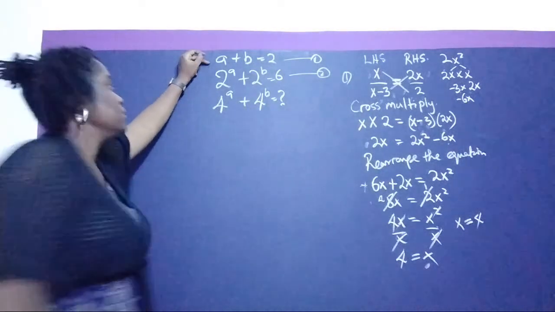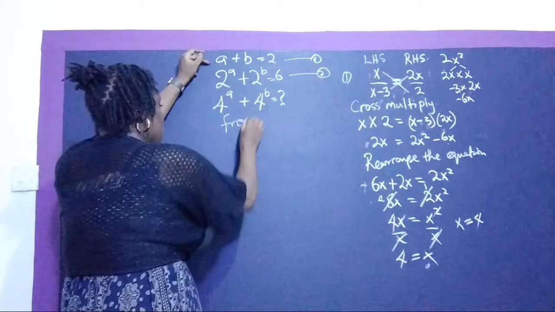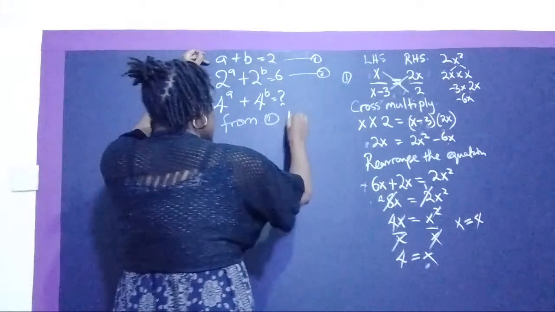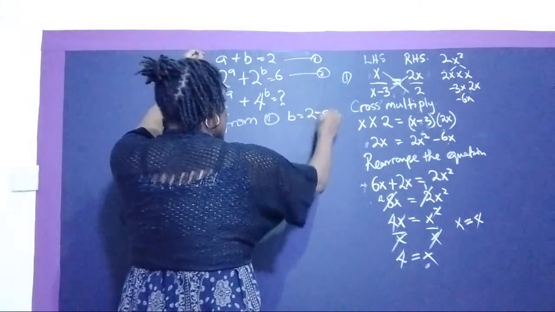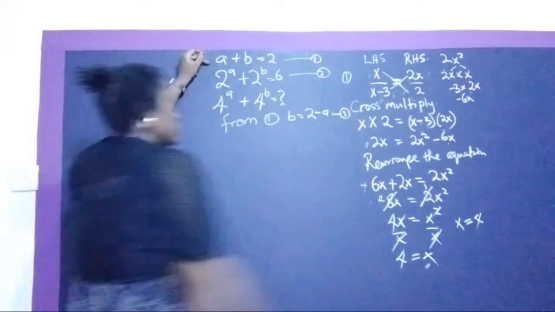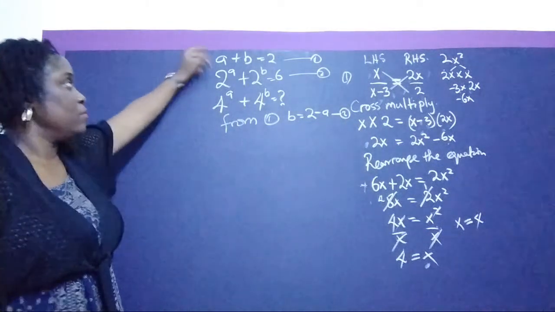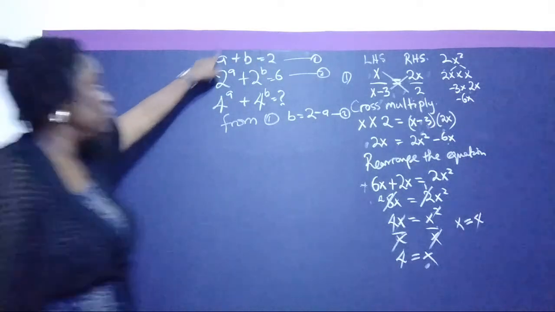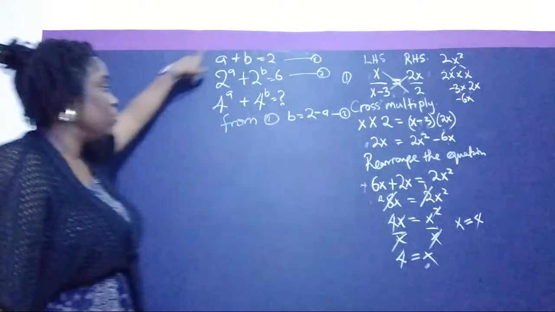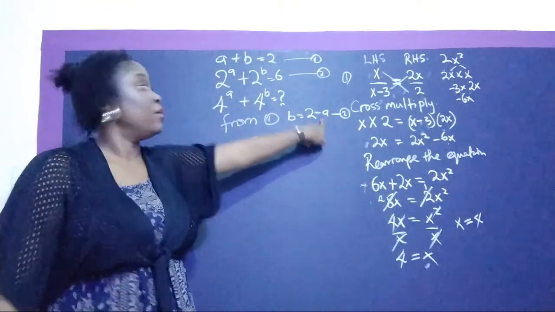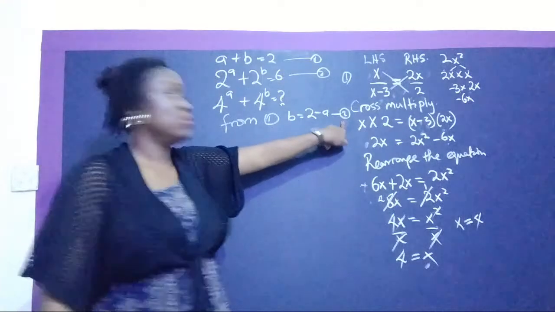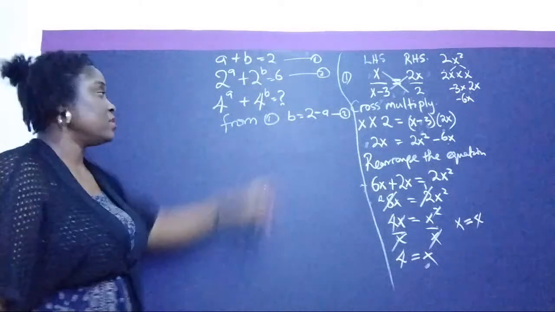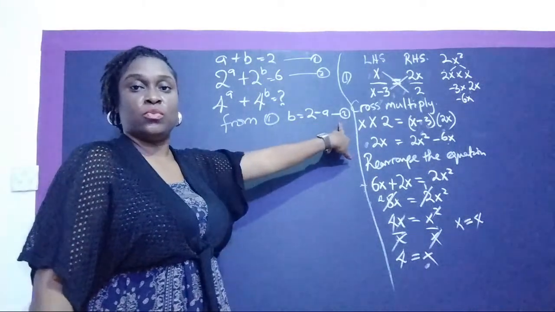All right, so from equation 1, let's say b is equal to 2 minus a. Plus a jumped over the equality sign, becoming minus a. All right, so we'll call that equation 3. So let's demarcate this part.